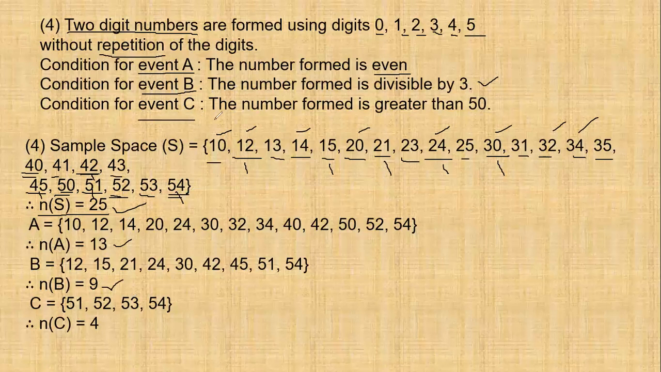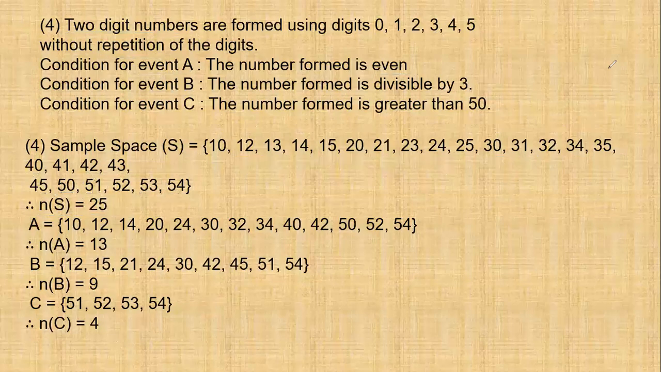Now event C, the number formed is greater than 50. So which numbers are more than 50 that you have to write down? That is 51, 52, 53, 54. So it is total 4. Is it clear? This way we complete our fourth one.